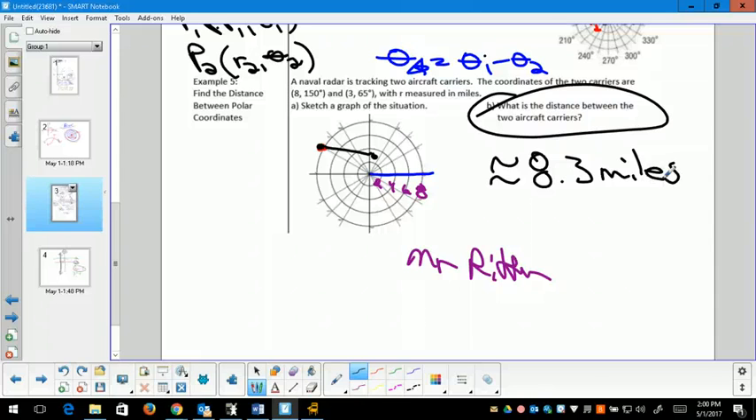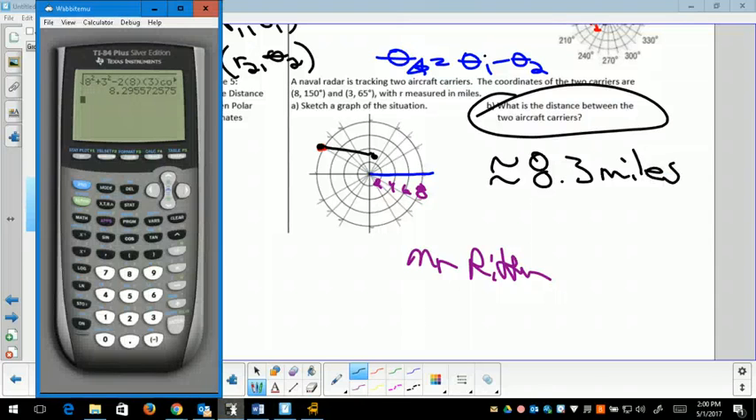Does it matter whether I did 150 minus 65 or 65 minus 150? No. Nope. Let's take a look if we get the same answer or not. 65 minus 150. Okay. Same answer.